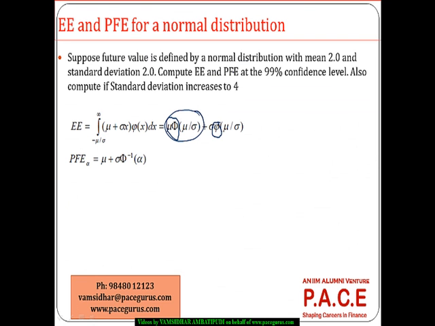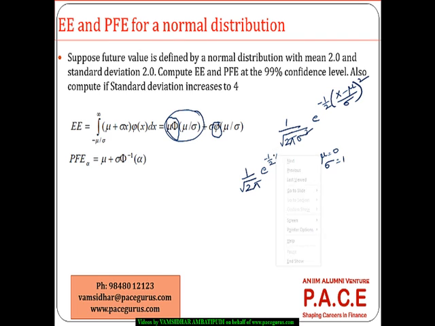Well, what is the density function for a normal distribution? We know it is 1 by root 2 pi sigma squared, e to the power of minus half, x minus mu by sigma, whole squared. But this is a standard normal distribution, which means the mean will be 0 and the standard deviation will be 1, so it becomes 1 by root 2 pi, e to the power of minus half x squared.